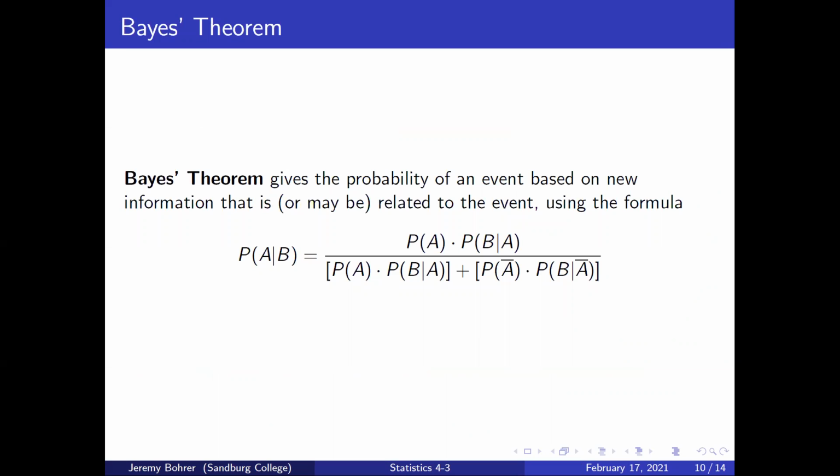Bayes' theorem gives the probability of an event based on new information that is or may be related to the event. Using the formula, the probability of A given B is equal to the probability of A times the probability of B given A, divided by the probability of A times the probability of B given A, plus the probability of the complement of A times the probability of B given the complement of A.